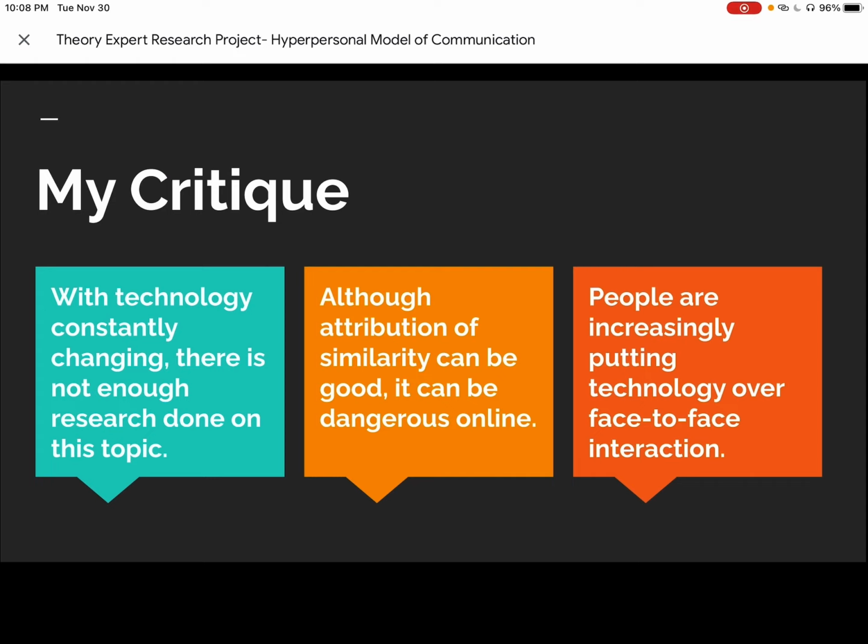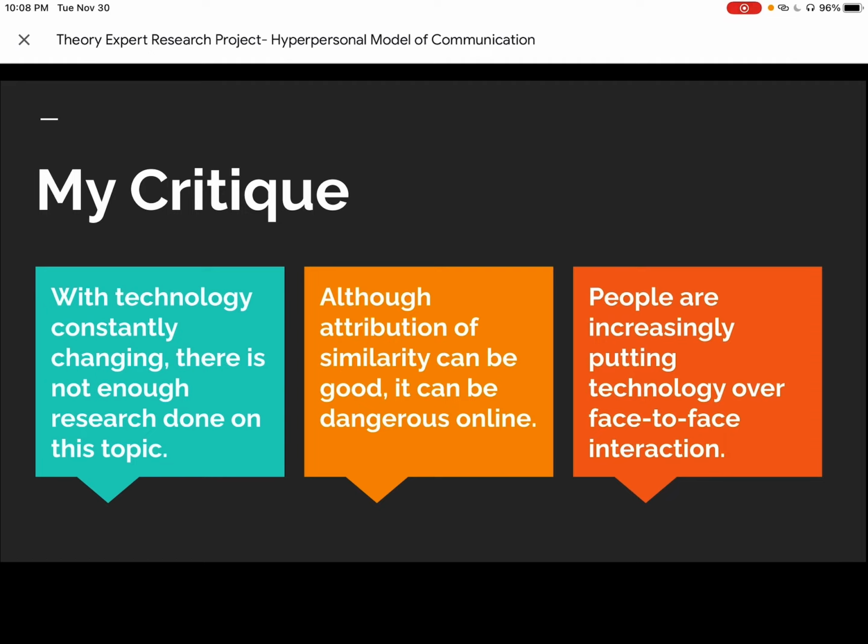So now I'll critique this model. It was hard to come up with something to critique, but I came up with three different things. First, because technology is changing all the time, there needs to be more current and constant research on this topic. The original model has not changed that much, but it needs to be studied more and constantly updated.